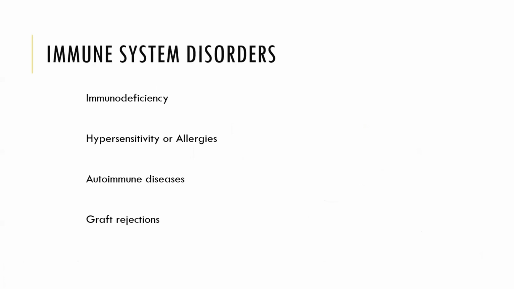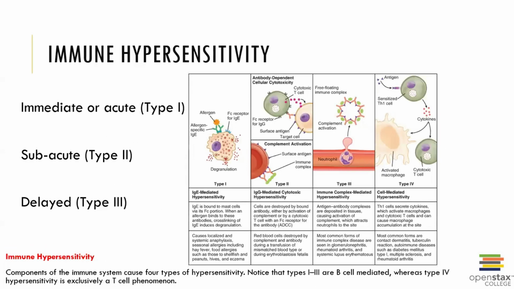So let's talk about immune system disorders. We've already talked about AIDS in particular. We know that it's caused by the human immunodeficiency virus, HIV. I want to talk to you about hypersensitivities or allergies. We can classify those according to different types. Immediate hypersensitivity, also called type 1, would be like your anaphylaxis, for example, where it begins within seconds of exposure. Anaphylaxis needs immediate injection of epinephrine.